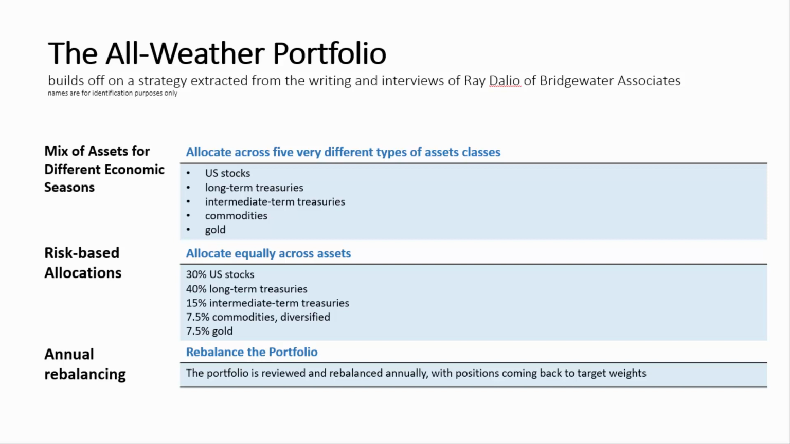Lastly, the portfolio is rebalanced once a year, so the positions are brought back to their target weights at the outset of every year. The all-weather portfolio provides investors with a relatively simple, straightforward portfolio to weather all different types of economic seasons.